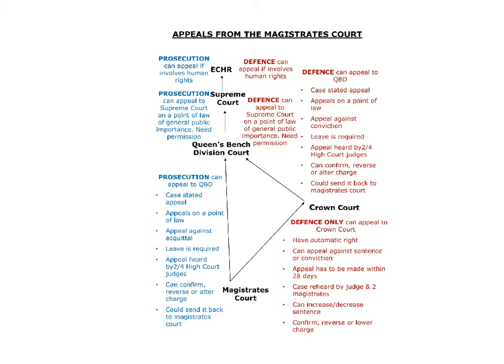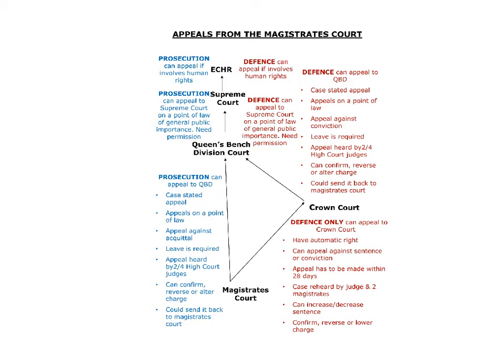So, for example, if the magistrates have given you 6 months in prison and you go on appeal, there is the possibility that the Crown Court will increase your sentence, or they could decrease. So you just need to take that risk while doing that. And then finally, they can confirm your charge, reverse it, or lower.